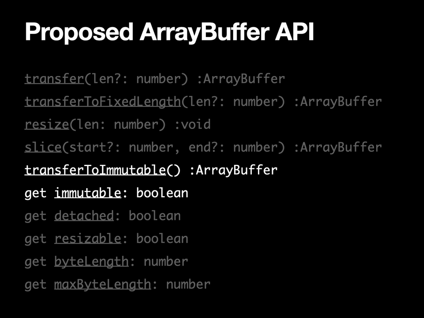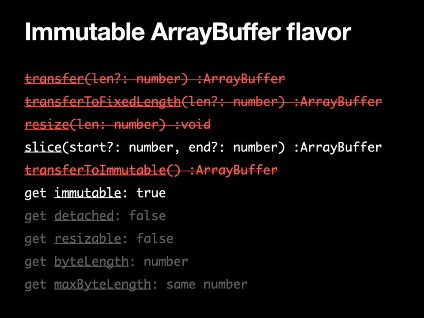It detaches the original, and creates a new array buffer with the same data, zero copy, but the new array buffer has much more reduced mutability. In particular, all of the data is now immutable. And there's a corresponding getter-only accessor, immutable, that identifies this. So this API enables the following additional flavor, for which the immutable query returns true, and slice continues to work because that's just a query. It doesn't modify anything. But since the thing is immutable, you also cannot detach it. So none of the other operations, resize or any of the transfers, work on this flavor.